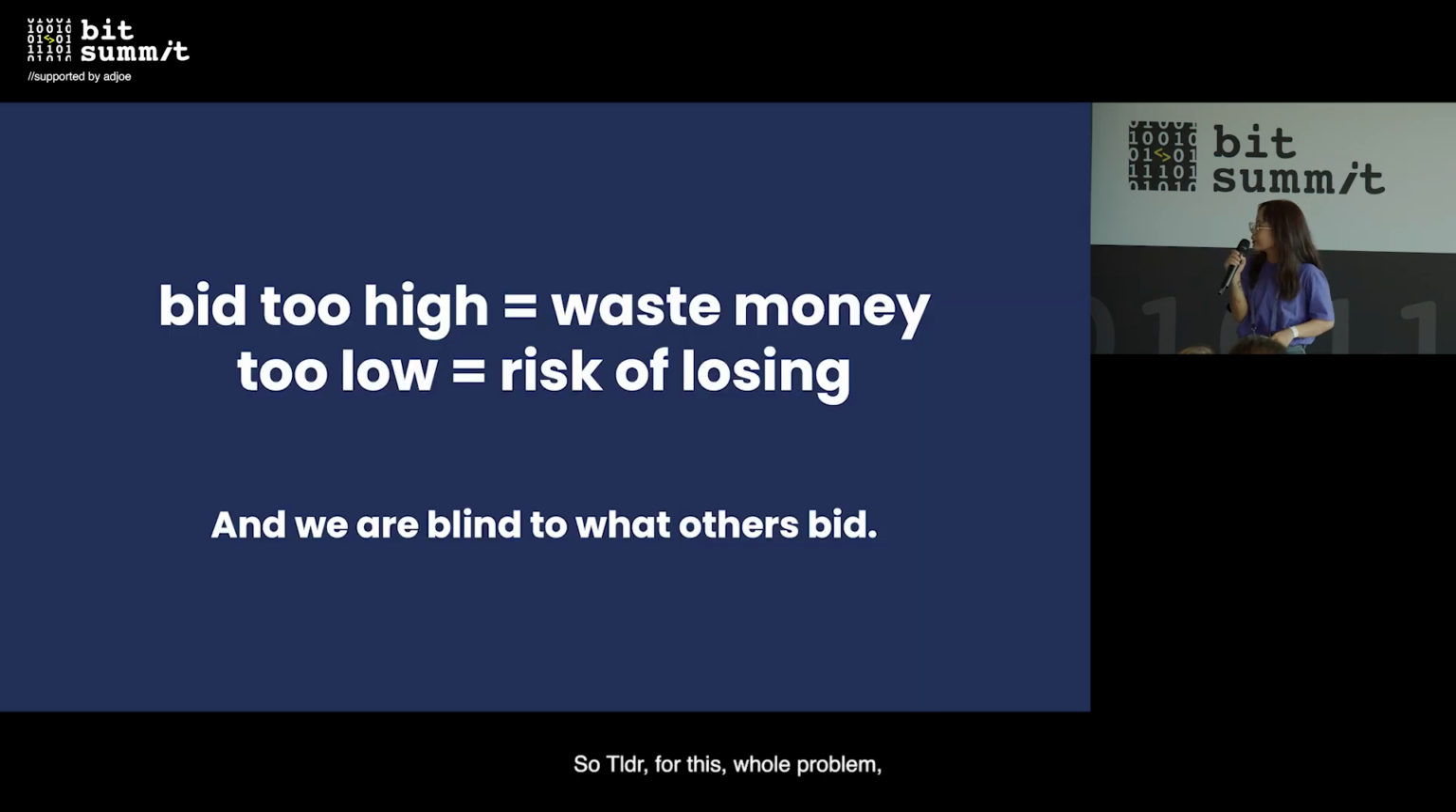So TLDR, for this whole problem, if we bid too high, we waste some unnecessary money. And if we bid too low, we risk losing the auctions, and we lose the revenues and users' opportunities. And we don't know what the other players' strategy is. So we are blind to what the others bid.